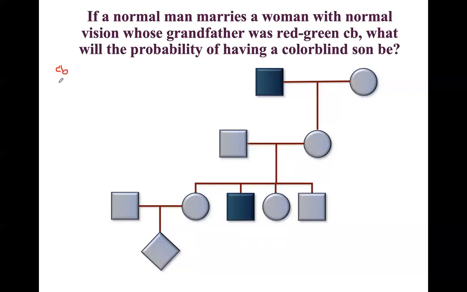CB is colorblind. CB plus is normal. We're going to use this nomenclature so that we continue to get better at it, okay? Sometimes in textbooks you'll see something like CB / CB. All this is saying is that this CB on this side is on one chromosome, and this CB on this side is on another chromosome.